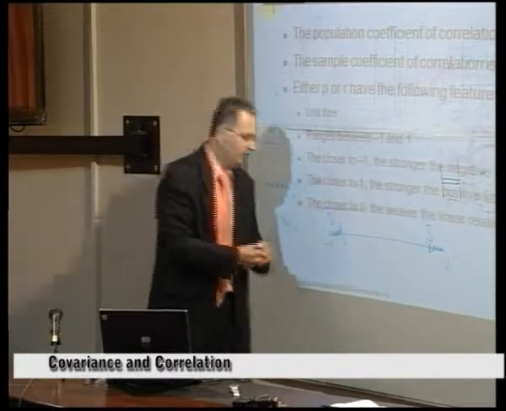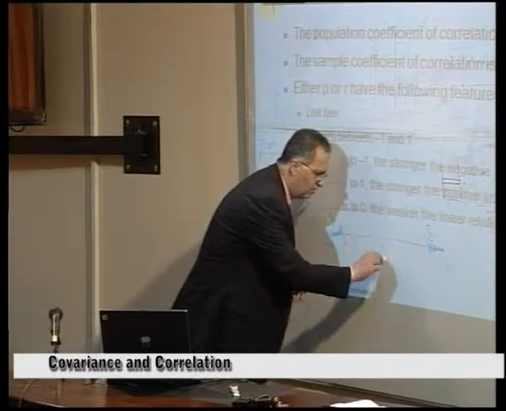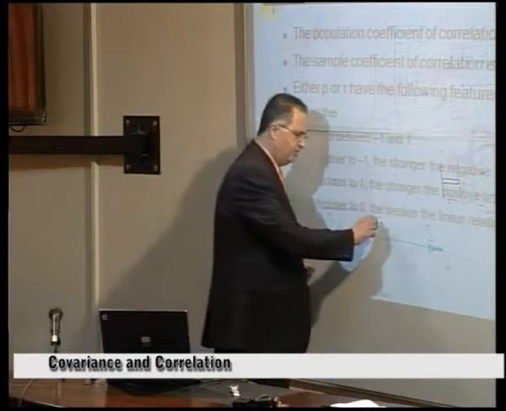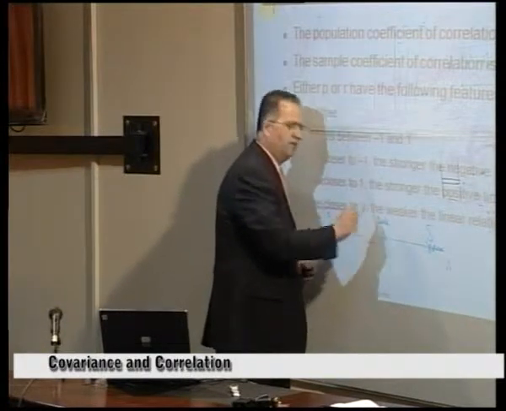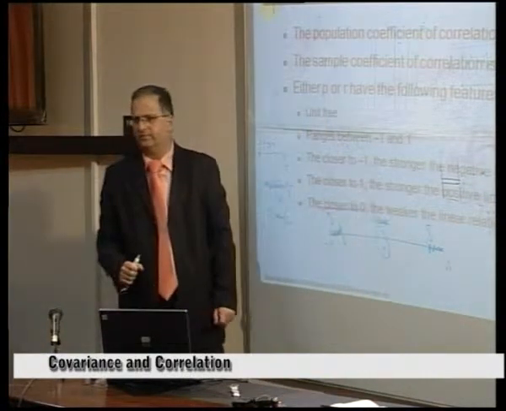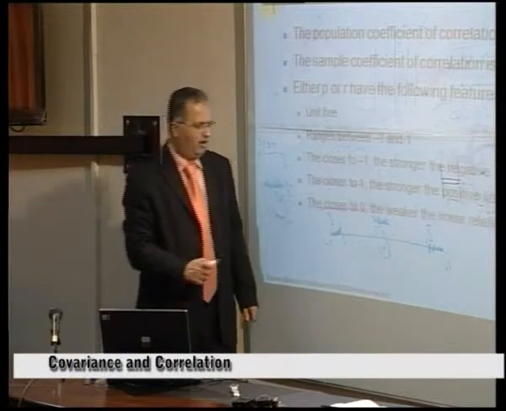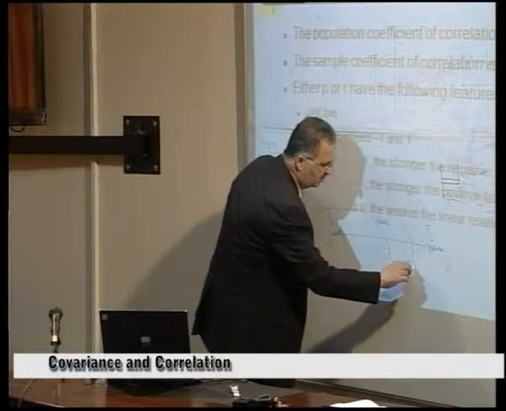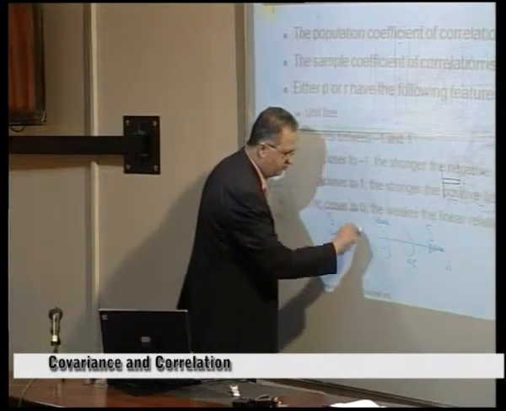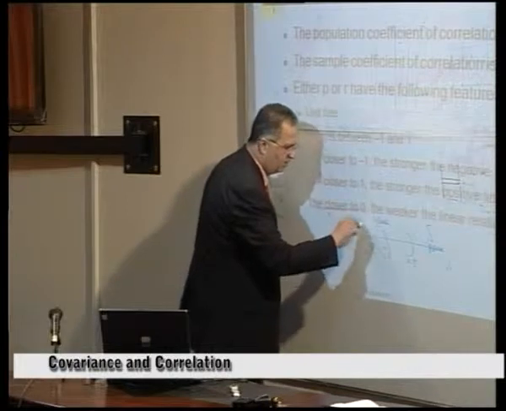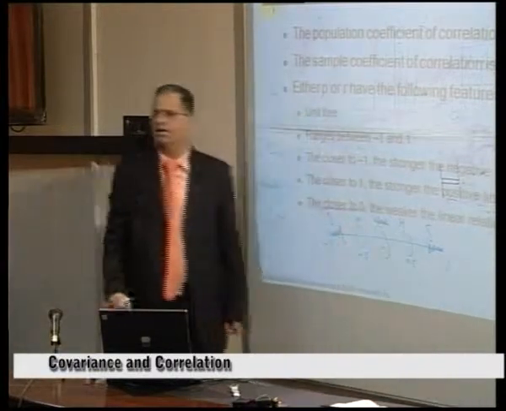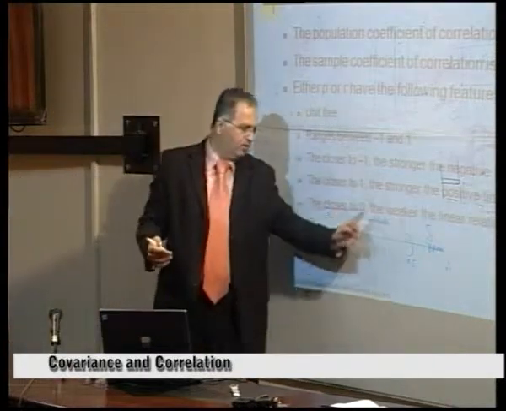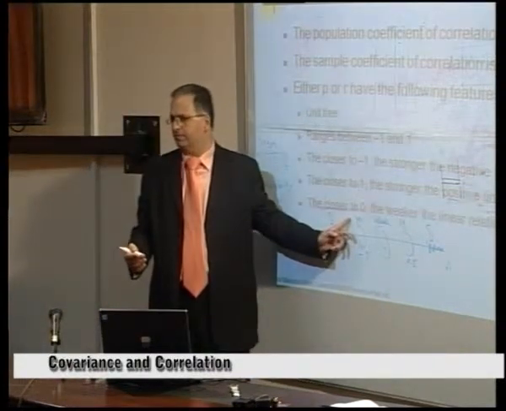If R is close to 0, weak. Here we can say there exists a weak relationship between X and Y. If R is close to 0.5 or -0.5, you can say there exists a positive moderate or negative moderate relationship.